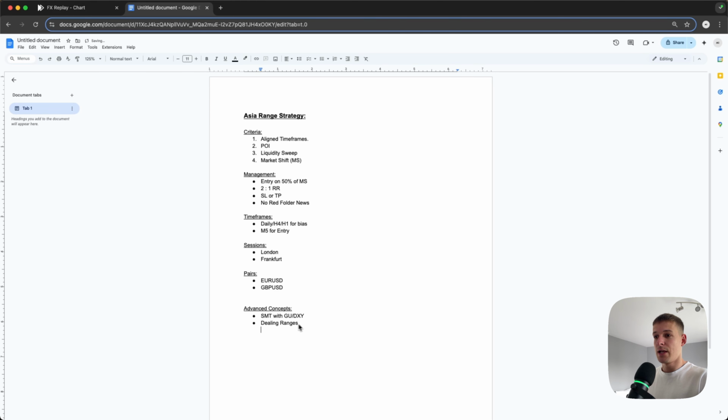A couple of advanced concepts that you can apply later down the line if needs be. If that's something you are curious about, you can have SMT with GU and DXY, which is essentially just divergence between GU and EU or DXY and EU. And then as well as that, you have dealing ranges. So if you want to delve deeper into premium discount zones, this is something you can do as well. So that is going to be the bulk of the strategy. Very, very simple.